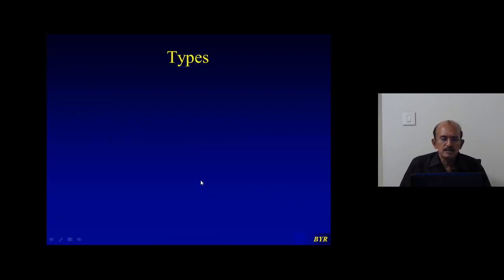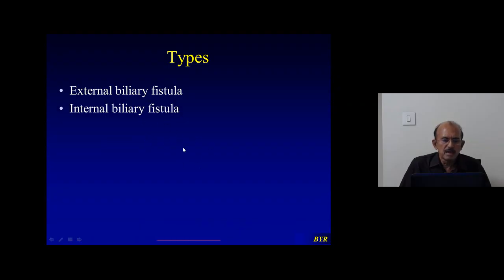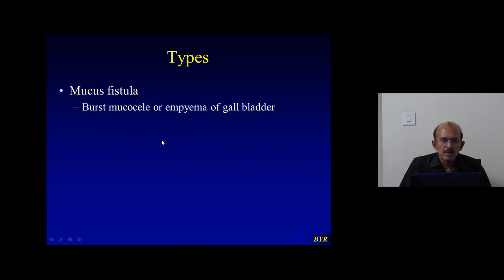Biliary fistula. The types of biliary fistula being external biliary fistula and internal biliary fistula. External mucous fistula. It is a burst mucocele or empyema of the gallbladder. If mucocele or empyema of the gallbladder is present, if they open to the outside or burst to the outside, then they result in a mucous fistula.